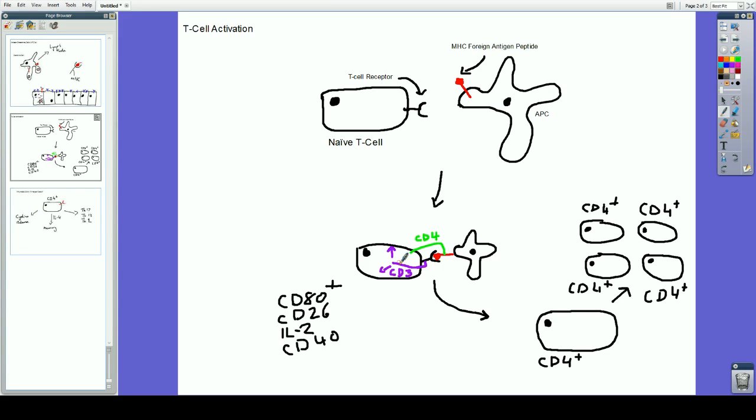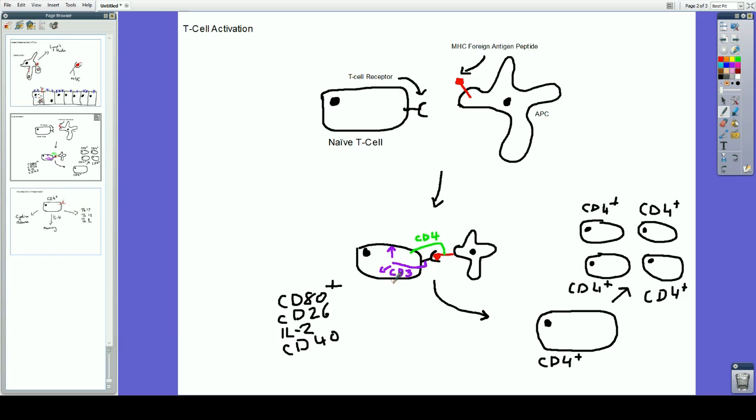What needs to happen in order for this T cell to become mature is it has to interact with other co-stimulatory molecules. So one of the things that exists on the surface of a T cell is CD4. CD4 doesn't actually bind at the site of the MHC antigen recognition by the T cell receptor. It doesn't bind here, it binds on the MHC class 2 but not at the binding site. And what it does is it encourages this binding, it strengthens it.